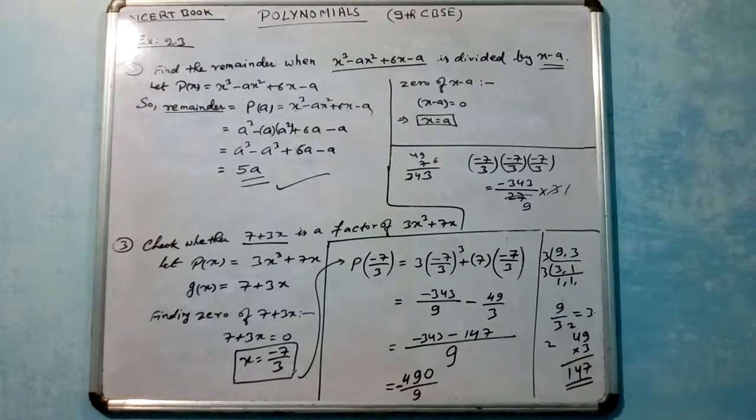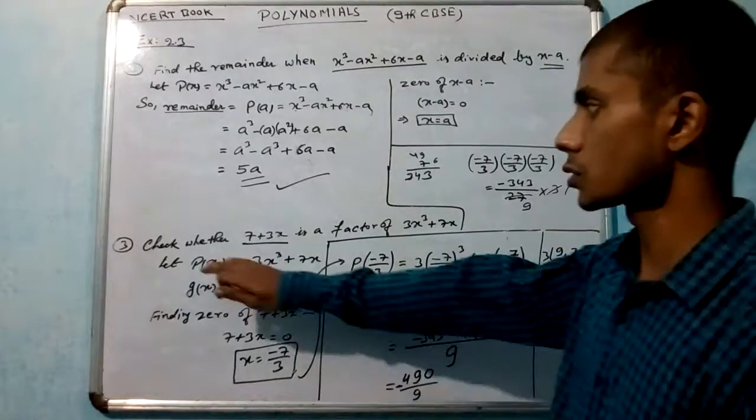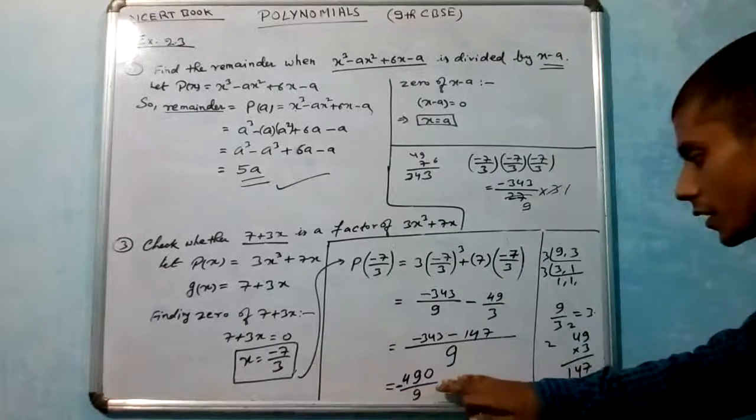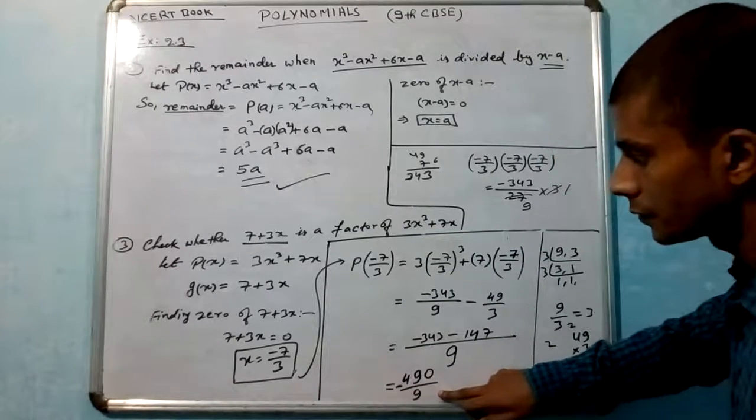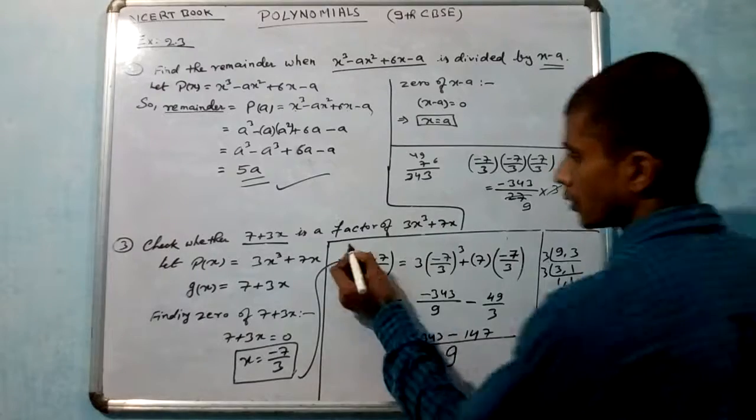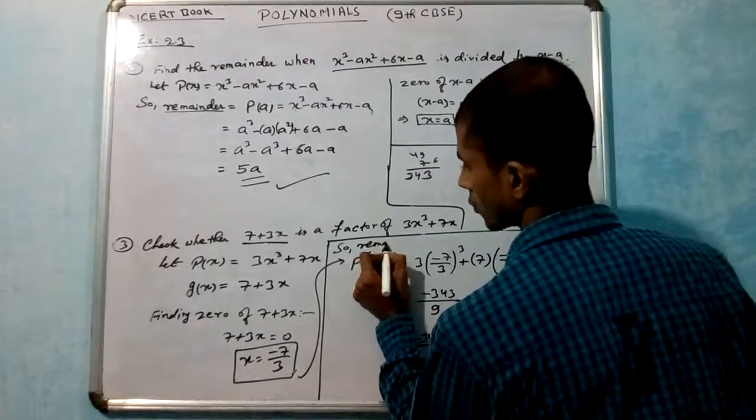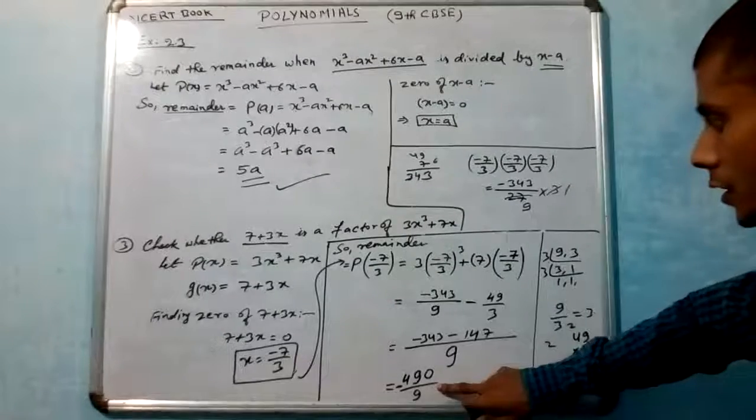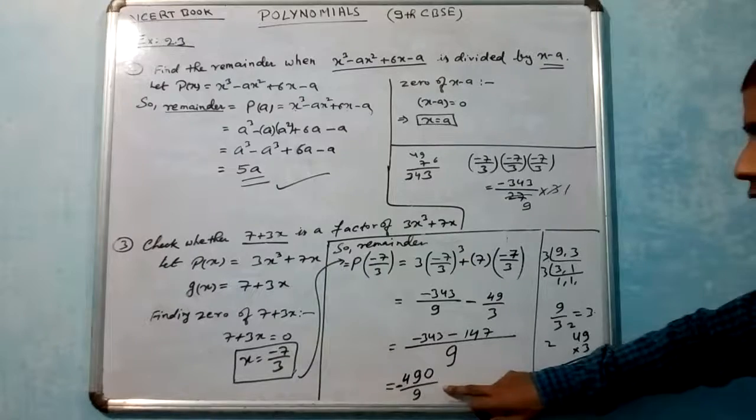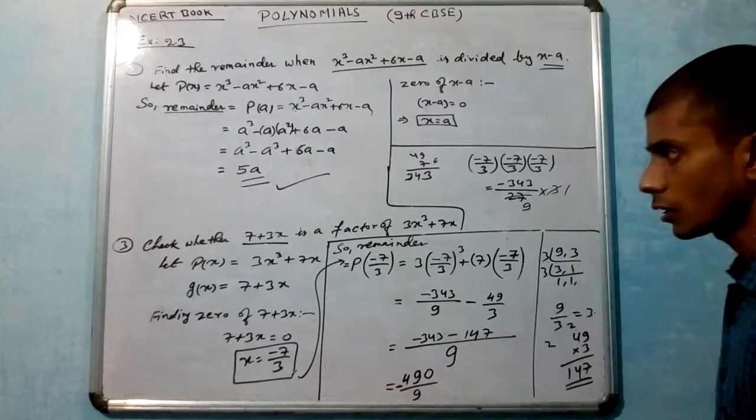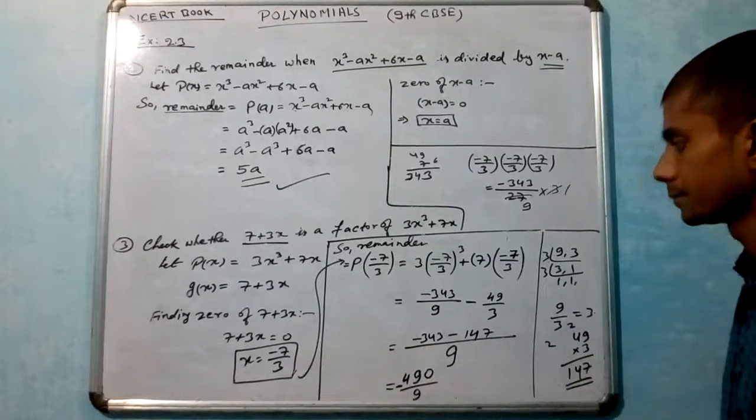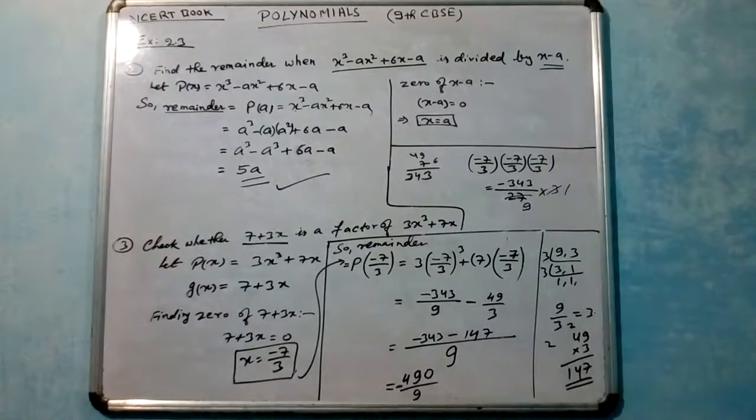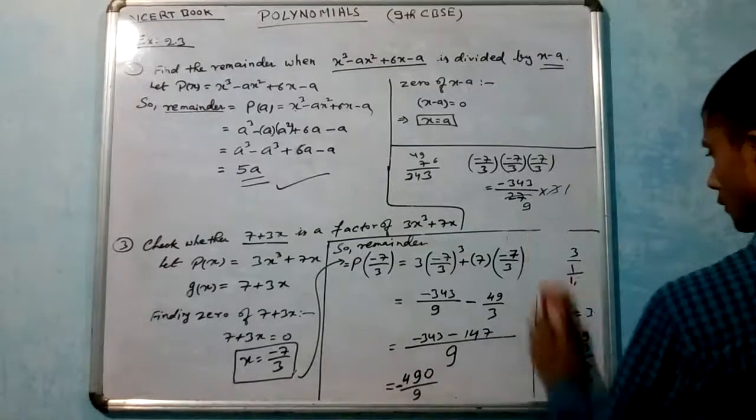And listen to the question. What is the question? Check whether this is a factor of this or not. So I checked and I got the remainder. While dividing, if the remainder is not coming 0, what does it mean? It's not a factor. So what will you write next? Since the remainder is not coming 0, remainder is not equal to 0, so it's not a factor.